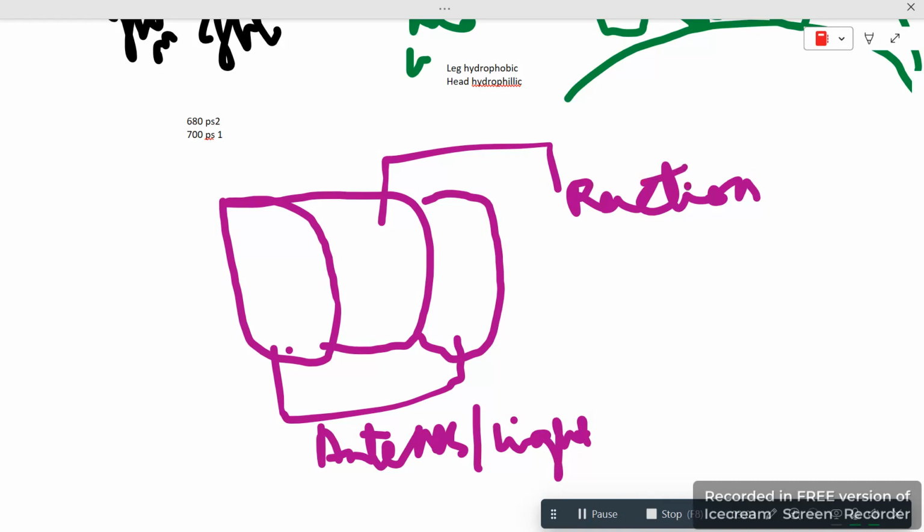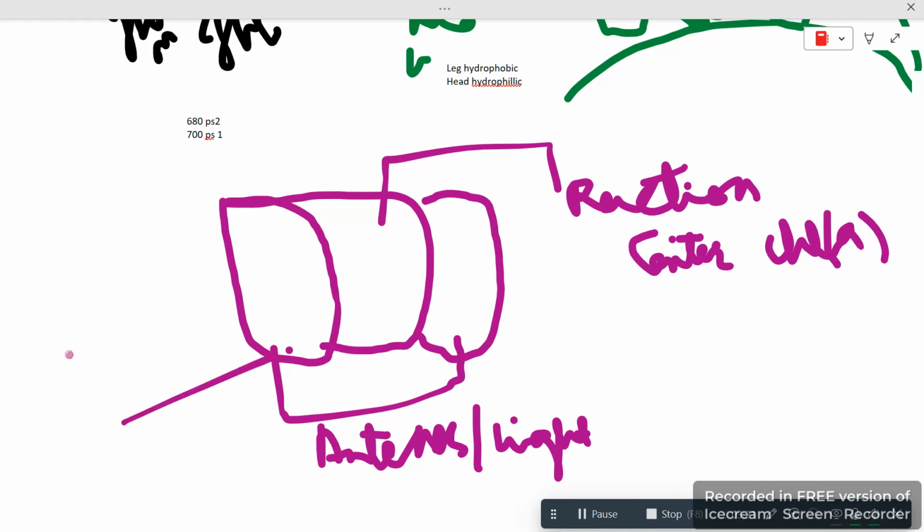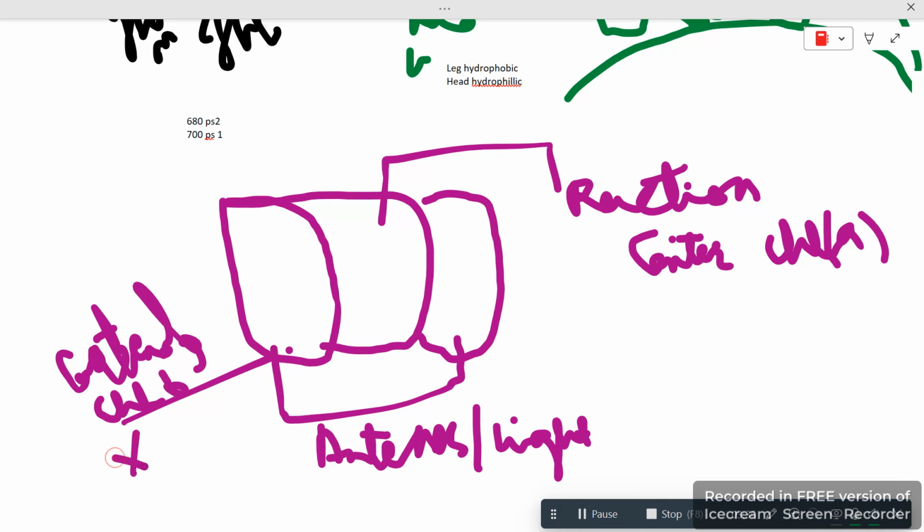Photosystem 1 and 2 both have the same structure, but the work is different. We'll discuss the reaction center, which only absorbs chlorophyll A. Whereas the antennas absorb carotenoids, of course chlorophyll B, and also xanthophyll, like the other pigments. This is very important. How exactly they work, we'll discuss.